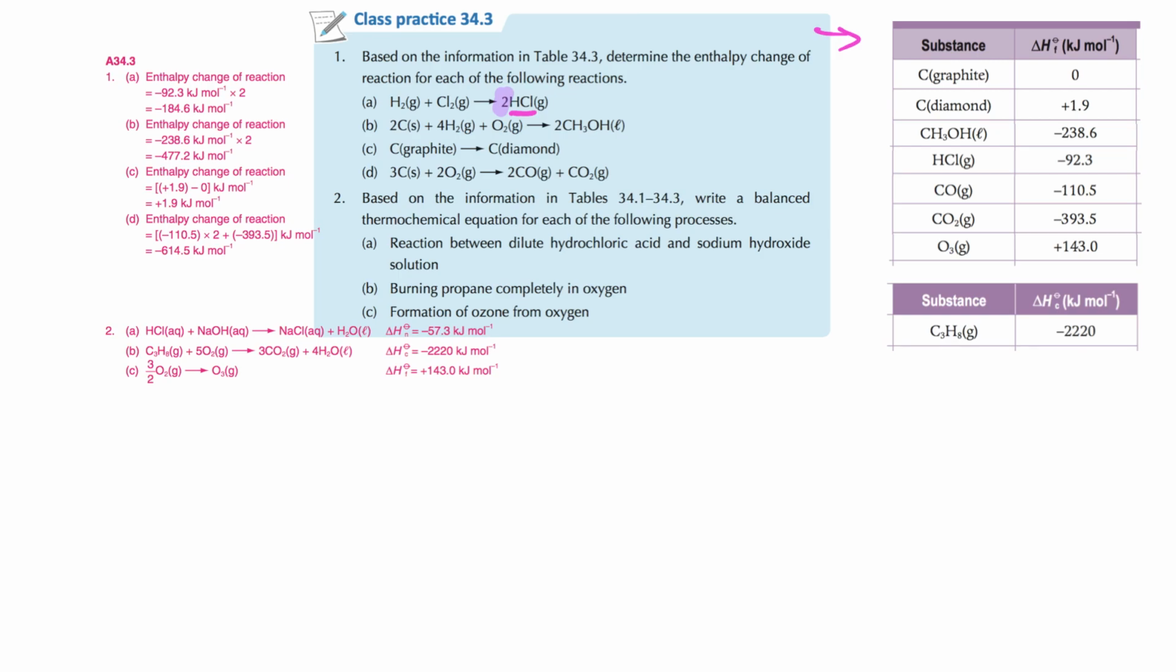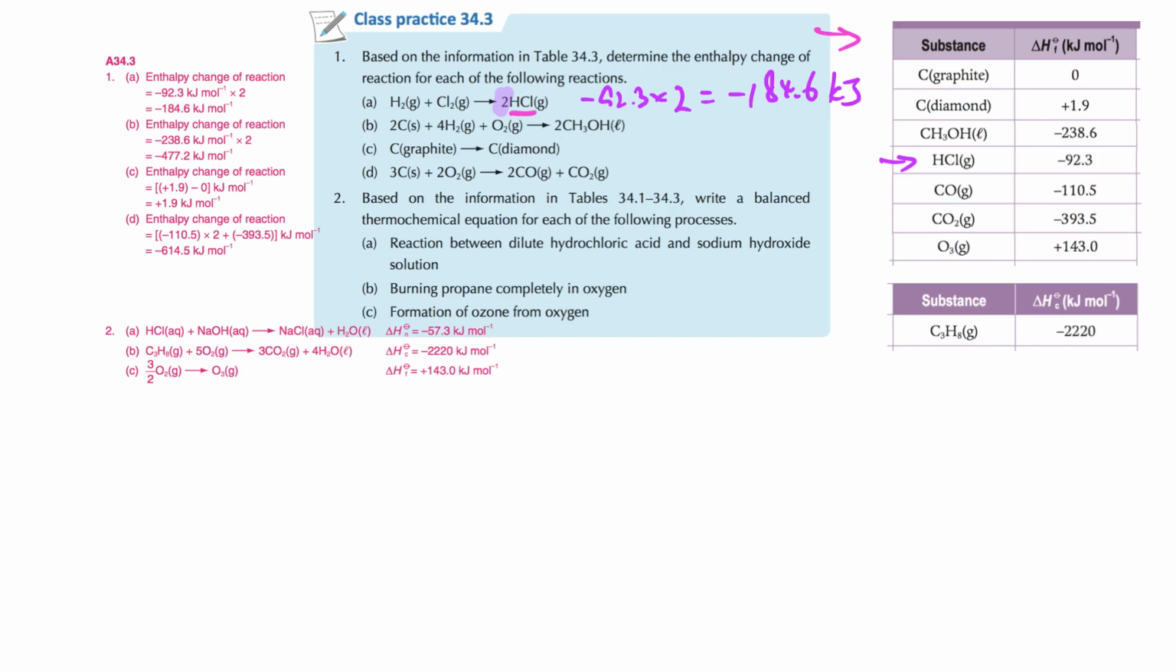If you check back the equations, this one is a formation equation, because it is formed from its constituent elements. Just the coefficient is not 1. So what we have to do is, to form 1 HCl is releasing 92.3. Now we're going to form 2 HCl, so basically this is 92.3 times 2. So this should be negative 184.6 kilojoule.